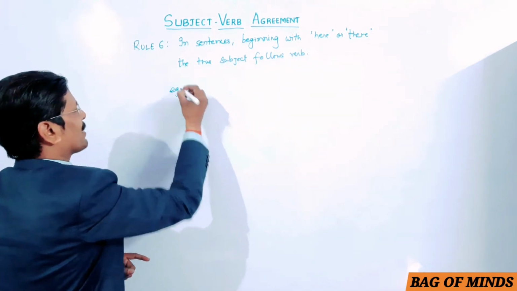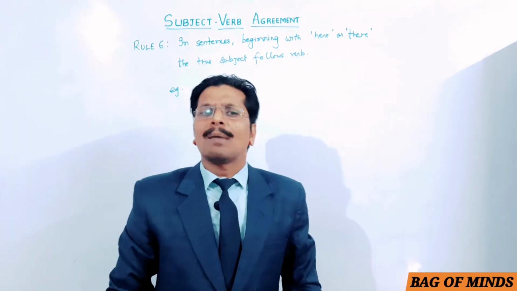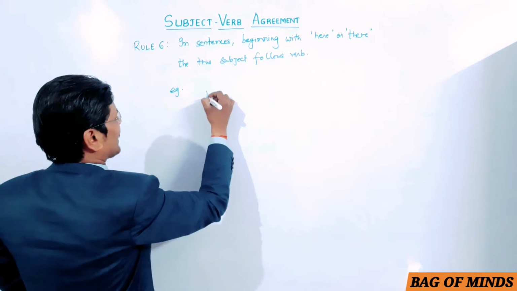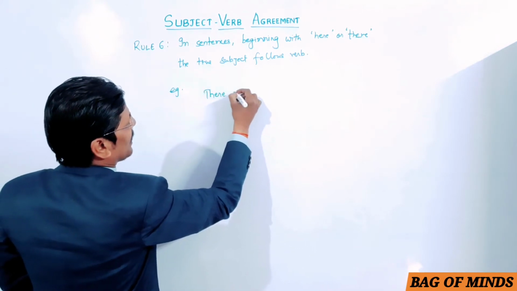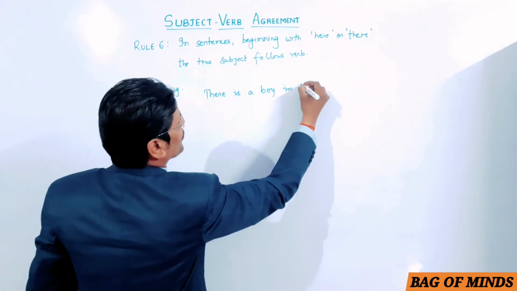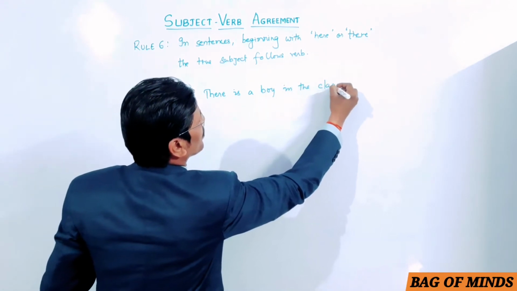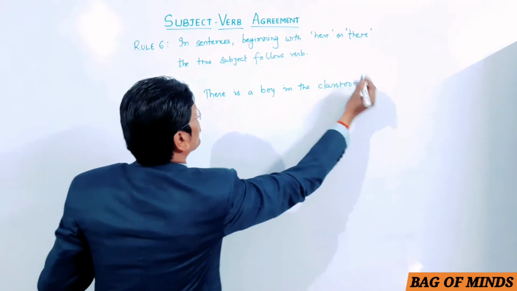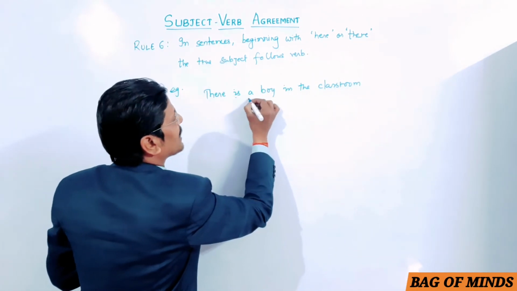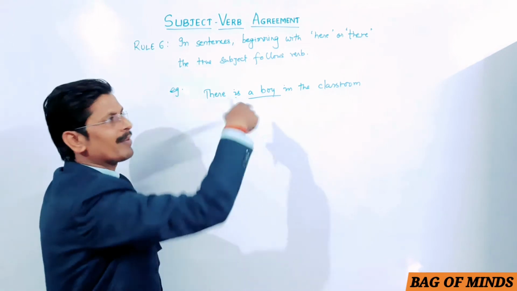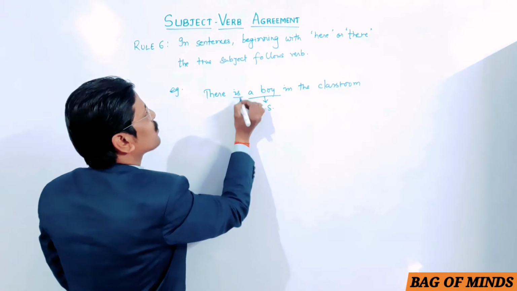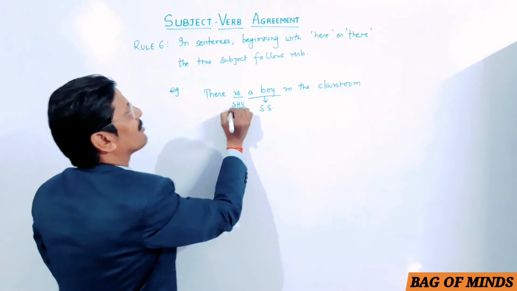Let me give you an example. When we talk about subjects like here or there, they are not the real subjects. Let's take an example. There is a boy in the classroom. Especially with these two words, here or there, the verb comes first. So we need to identify what we are talking about, who is performing the action: the boy. The boy is a singular subject, that is why I have used a singular helping verb.